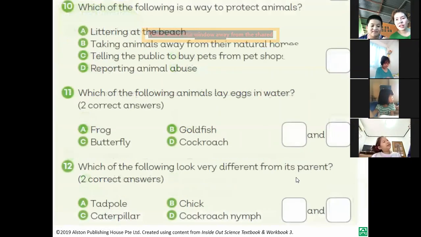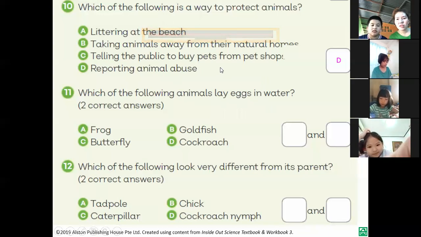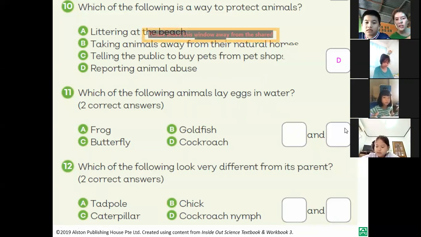Okay. And number 10, Kaimuk, number 10. Which of the following is a way to protect animals? Okay, what is the answer? A, B, C, or D? D. Letter D, very good. So reporting animal abuse. Good job. Okay, let's proceed to number 11. Pot, 11.